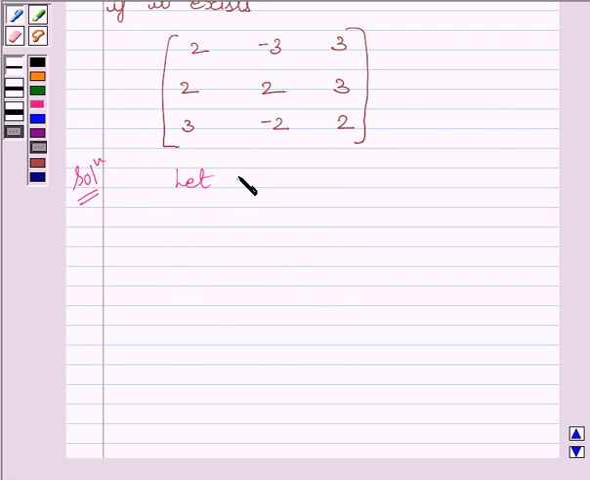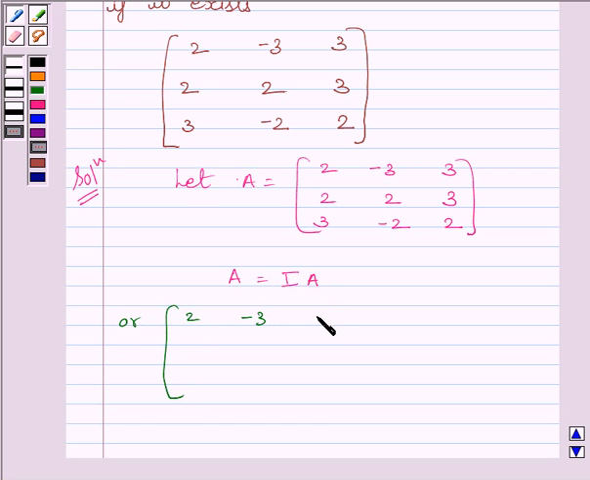Let A be the matrix [2, -3, 3; 2, 2, 3; 3, -2, 2]. Now, to find the inverse by elementary row transformation, we will write A = IA, where I is the identity matrix, or we can write [2, -3, 3; 2, 2, 3; 3, -2, 2] = [1, 0, 0; 0, 1, 0; 0, 0, 1] multiplied by A.